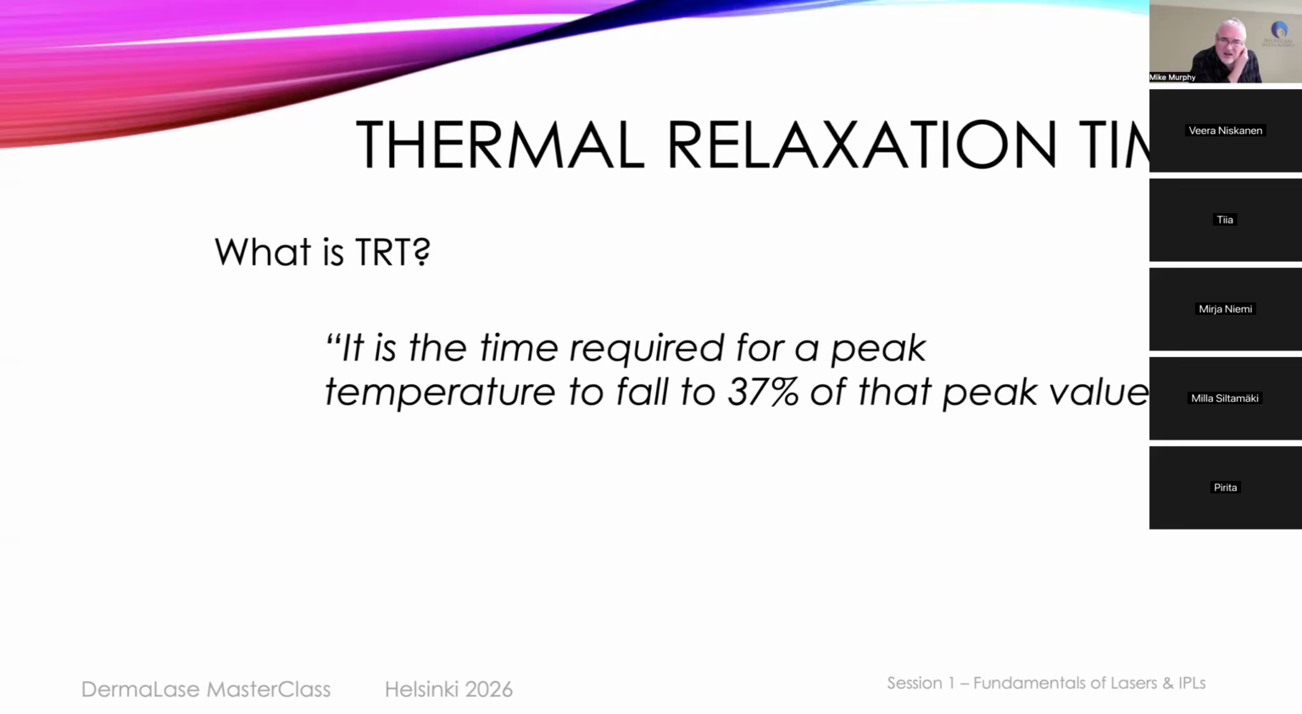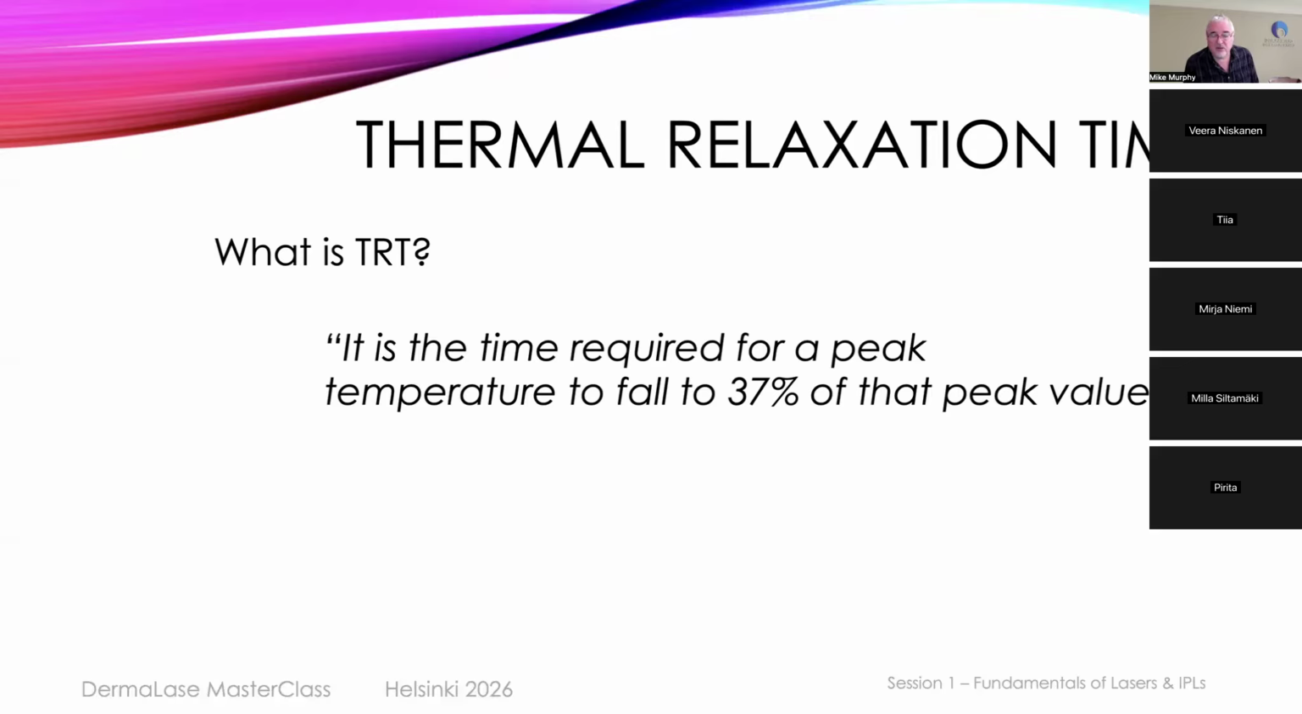If you look at it, the actual proper technical expression is the time required for a peak or maximum temperature to fall to 37% of that value. That's all fine and well. It's a great physics description, but it does not match the biology because it doesn't depend on what that peak or maximum temperature is. So if that maximum temperature was 60 degrees, then the relaxation time is the time it takes for it to fall from 60 to whatever 37% of 60 is.